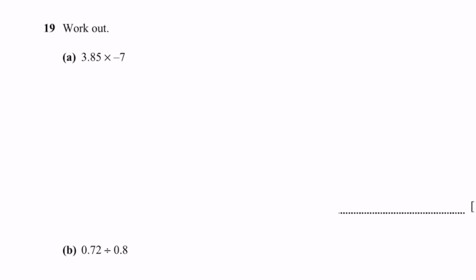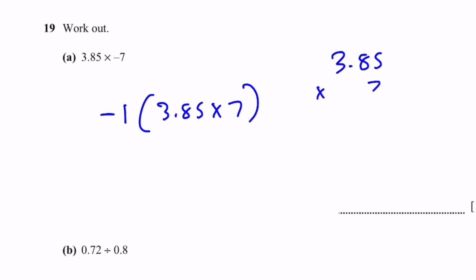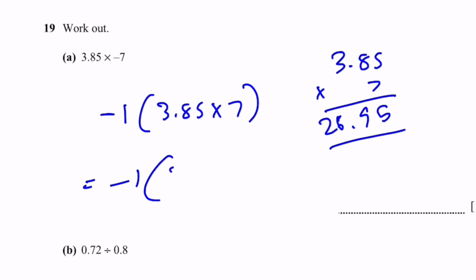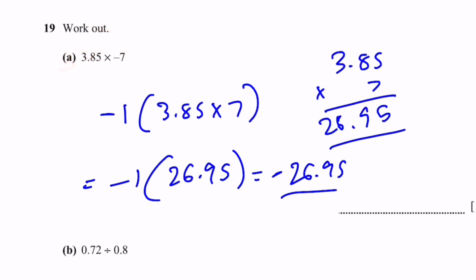Question 19. Work out 3.85 times minus 7. That'll be just minus 1 times 3.85 times 7. We'll do that now. You get 5 here, 9.26. So 26.95, and that'll be minus 1 times 26.95, which is minus 26.95. After multiplying, you put a negative back. It's much easier. That's the answer.